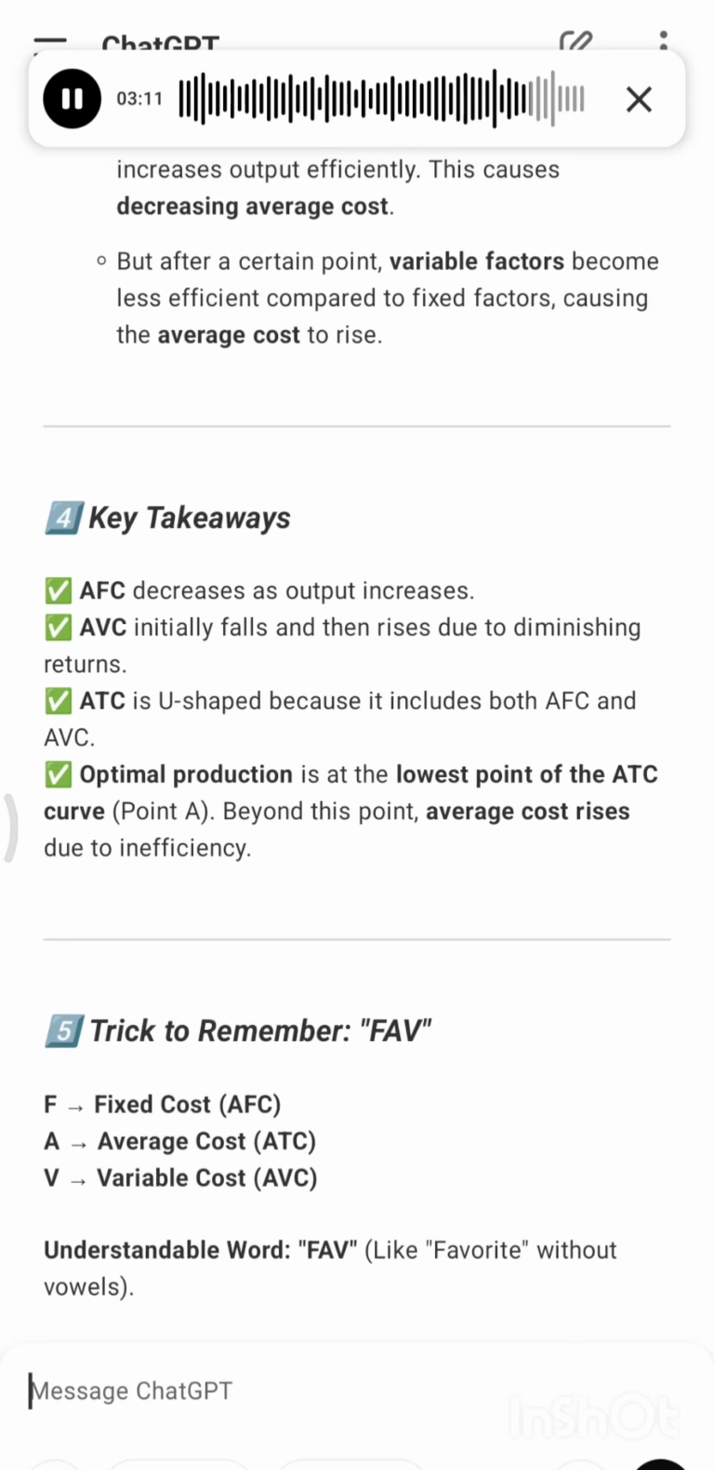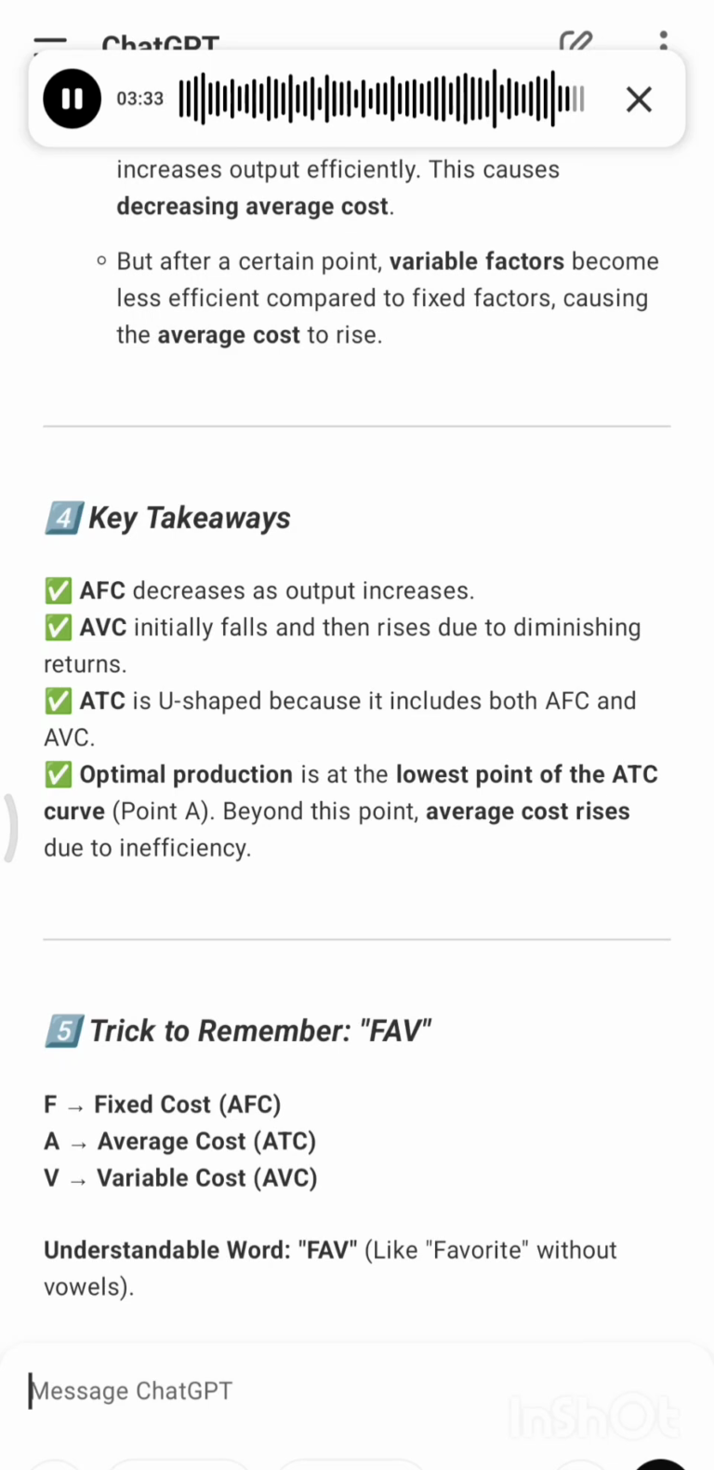4. Key takeaways. AFC decreases as output increases. AVC initially falls and then rises due to diminishing returns. ATC is U-shaped because it includes both AFC and AVC. Optimal production is at the lowest point of the ATC curve, point A. Beyond this point, average cost rises due to inefficiency.